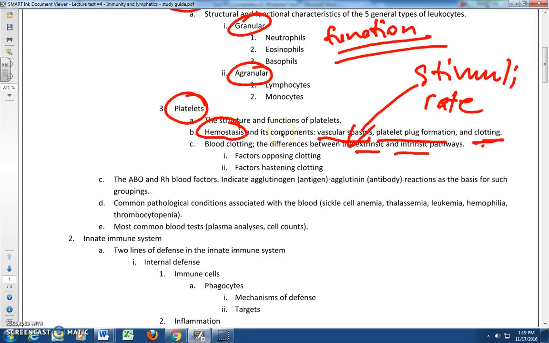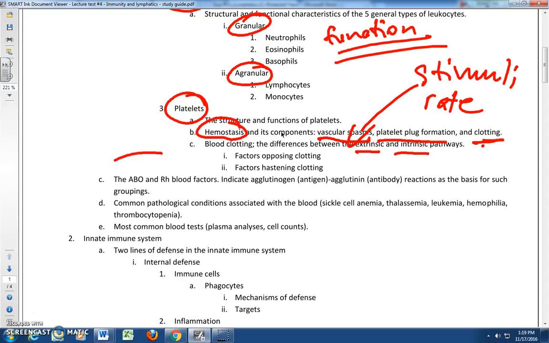Understand, we mentioned some anti-clotting medications: aspirin, heparin, warfarin, dabigatran. Just have an idea what those words are.